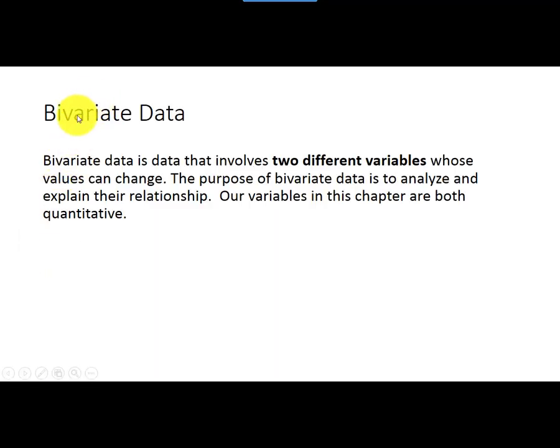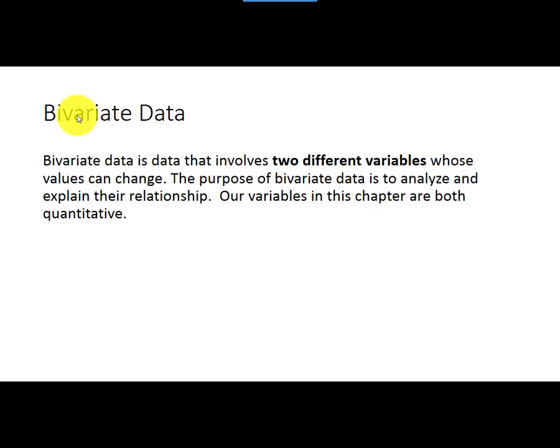Now I mentioned two variables. We call this bivariate data. And bivariate data, again, as I mentioned, involves two variables whose values can change. The purpose of bivariate data is to explain the relationship between these two variables. That's why we collect it in that way. And our variables in this chapter are both quantitative.